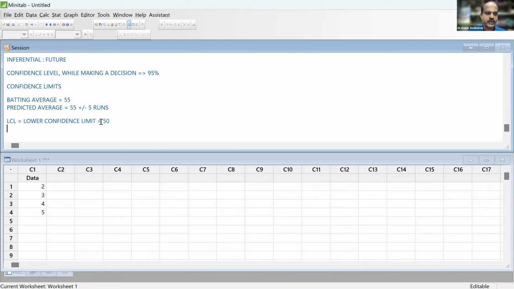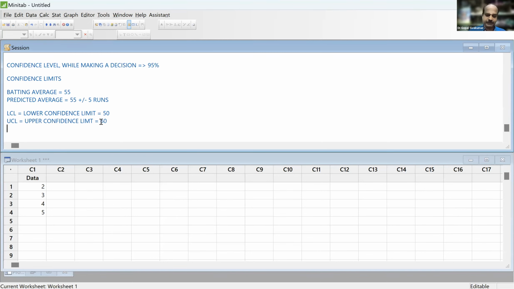Now please tell me, what will be the upper confidence limit? 60. Very good. 60 is the upper confidence limit, 50 is the lower confidence limit. Now we are not able to predict accurately. And what is the expected error? Plus or minus 5 runs. That 5 runs is known as the margin of error.